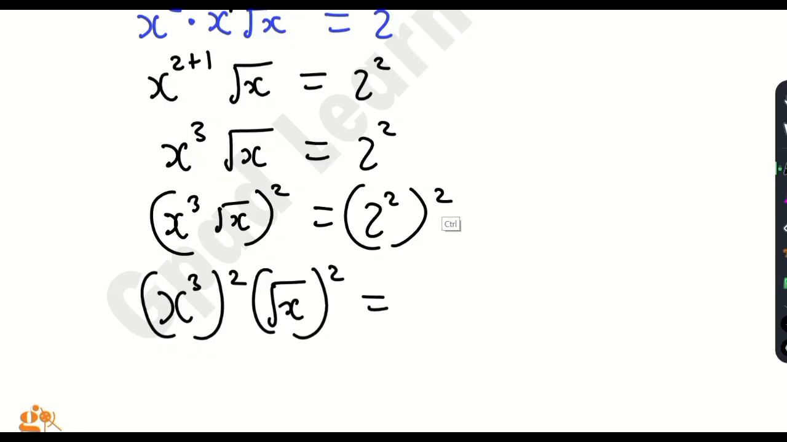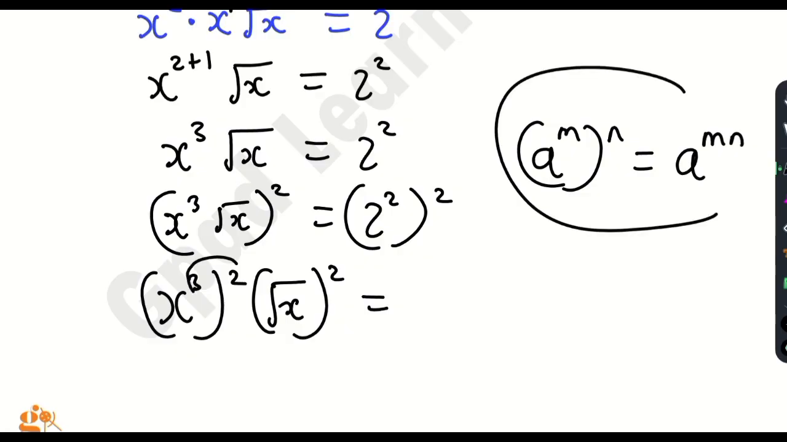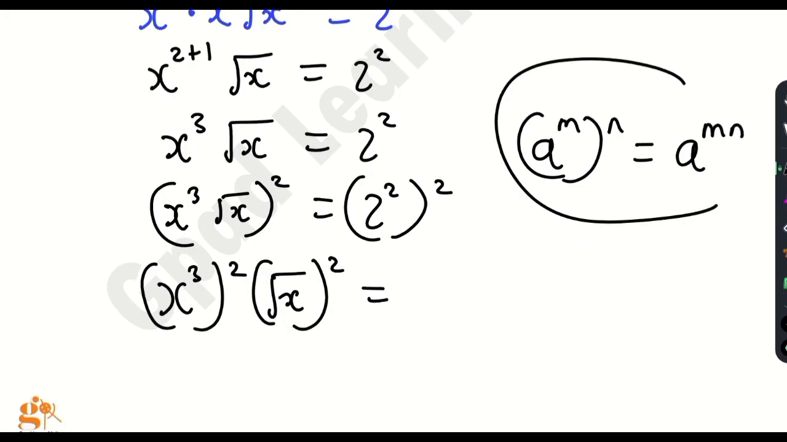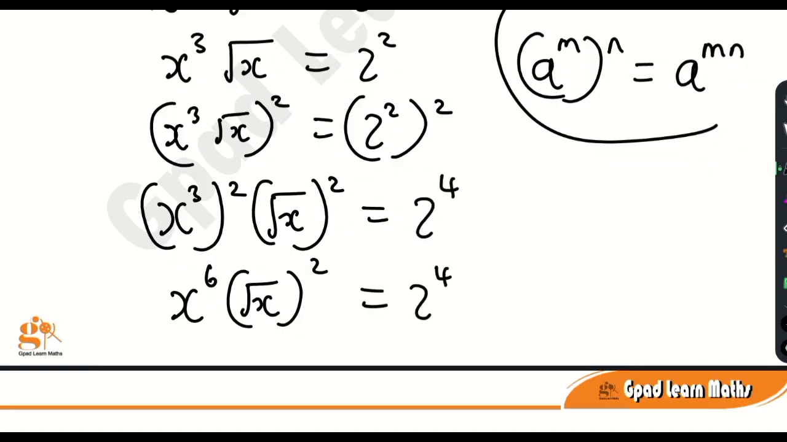Now, I'm going to use the power of a power rule in indices. If you have a raised to power m, raised to power n, this can be expressed as a raised to power mn. You multiply the exponents. That's exactly what I'm going to do here. So notice this now, 3 times 2 is going to be 6. So x raised to power 6 and then root x raised to power 2. What is this now? This is 2 times 2, and that's going to be 4. So 2 raised to power 4 here as well.